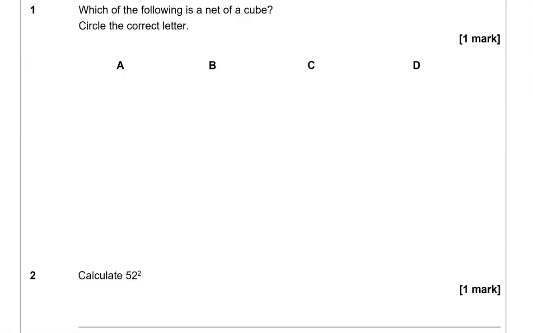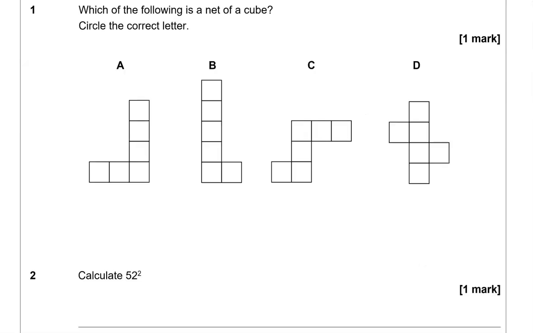Question 1. Which of the following is the net of a cube? Circle the correct letter. Option D is the correct one. The rest of them are not nets of cubes.